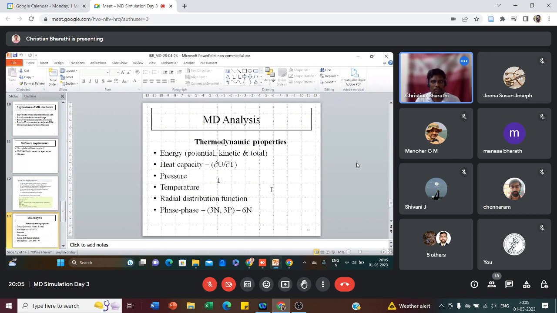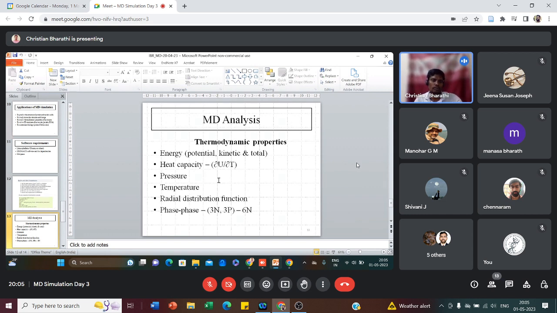And pressure. We give a particular pressure for the system, but the system runs at different pressures. It won't maintain the same pressure, and it tries to adjust within the simulation box. So it has to vary, otherwise some atoms may go out, or some atoms or molecules may collapse inside the box, so pressure has to be relaxed in the system.